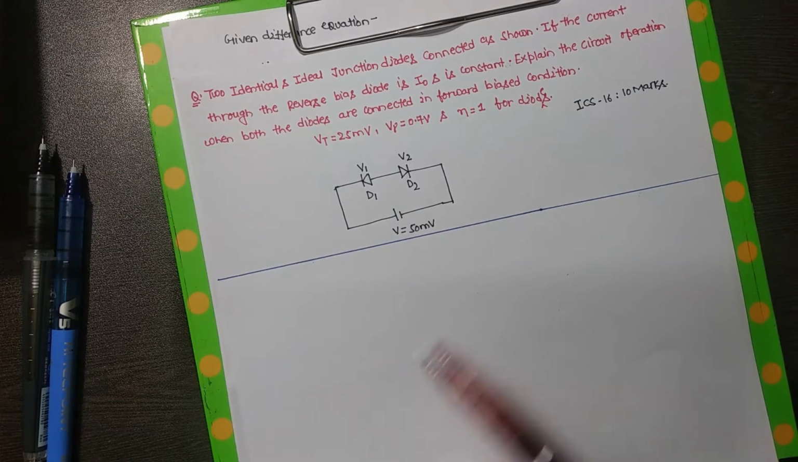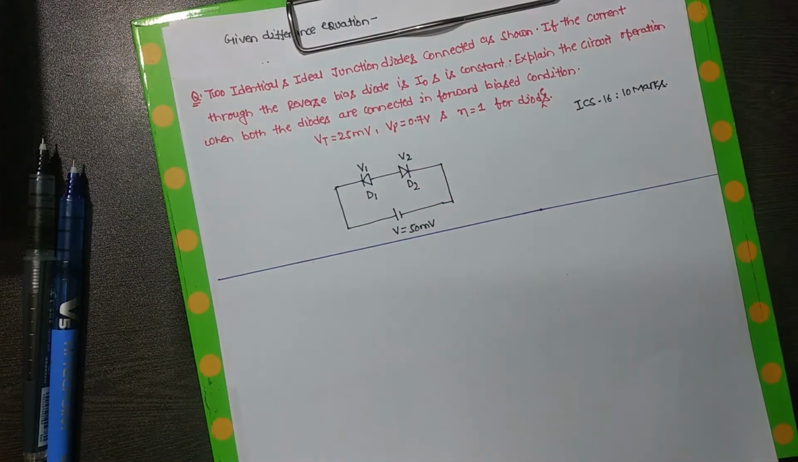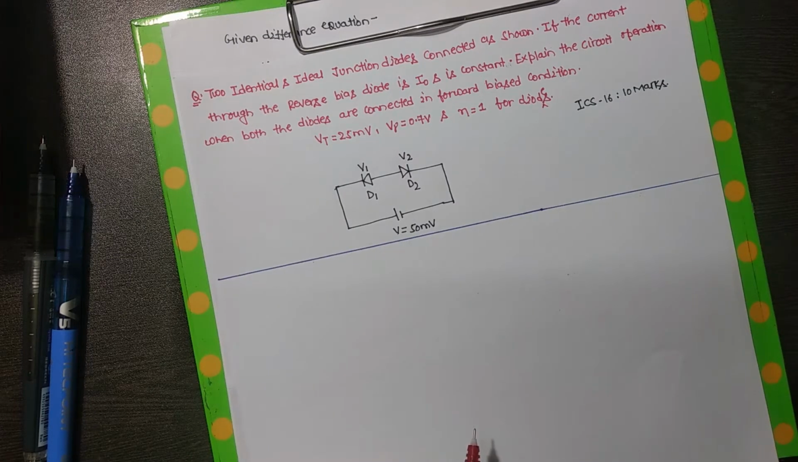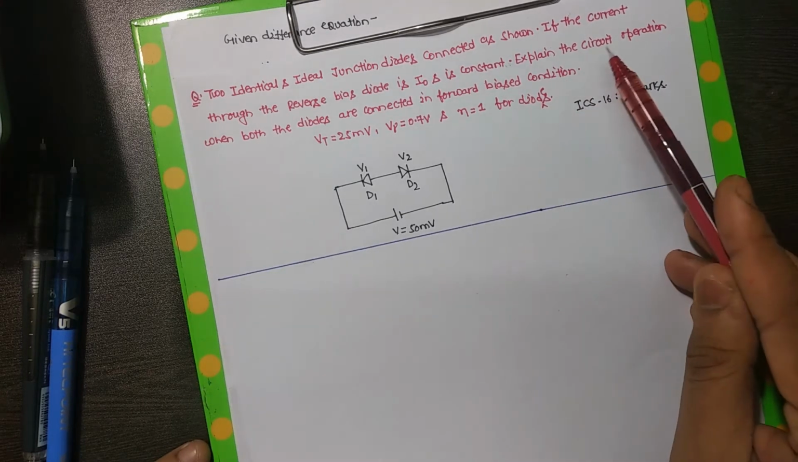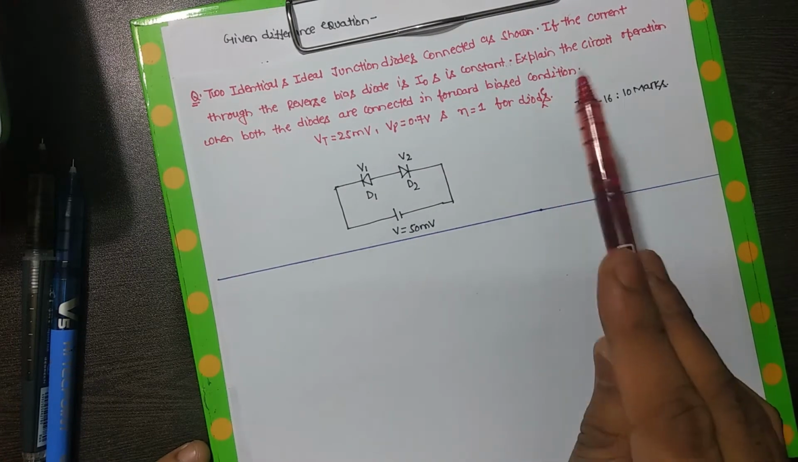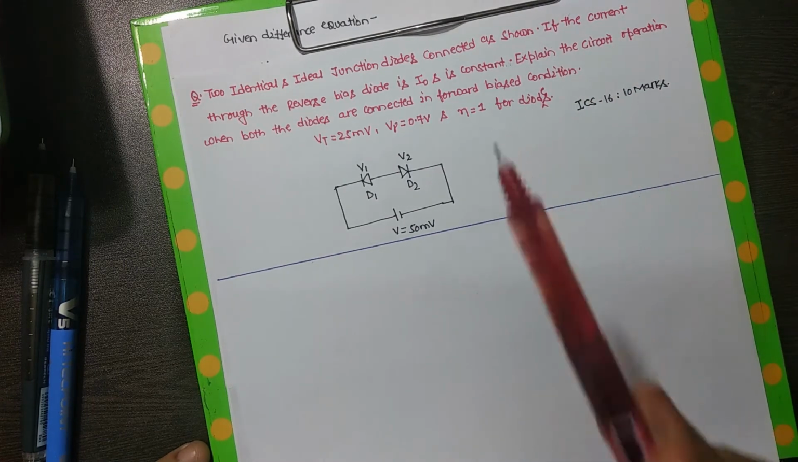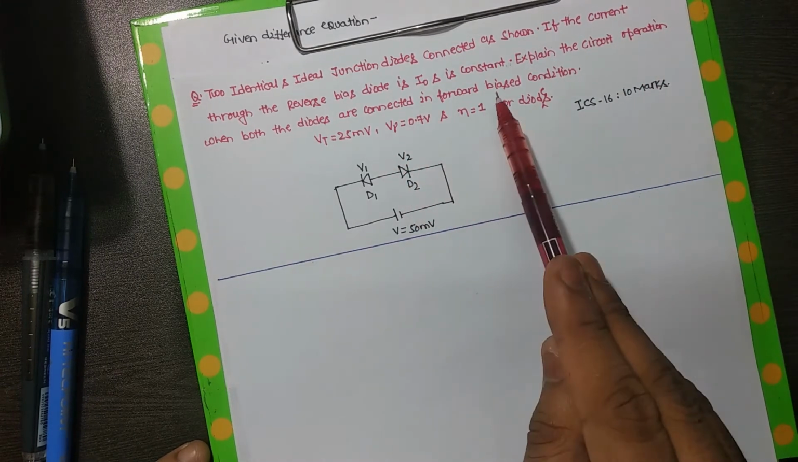It is also given that the current through the reverse bias diode is I naught, a current that will flow through a diode which is reversed, and its value is constant. They have asked in the question to explain the circuit operation when both the diodes are connected in forward bias condition. We have to generate the conditions for which both the diodes are connected in forward bias condition.